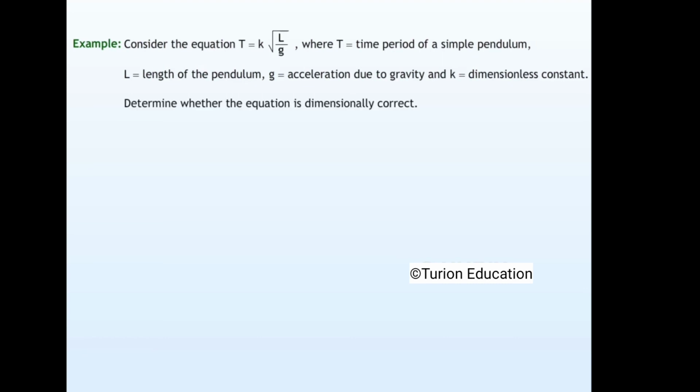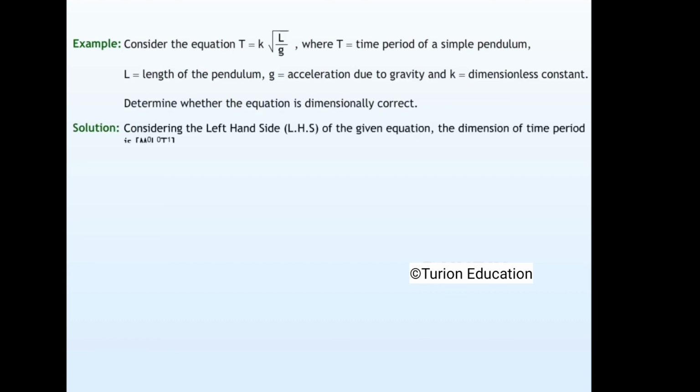Example 2.15. Consider the equation T equals K root of L by G, where T equals time period of a simple pendulum, L equals length of the pendulum, G equals acceleration due to gravity, and K equals dimensionless constant. Determine whether the equation is dimensionally correct.